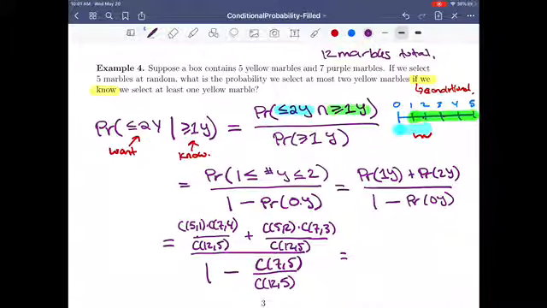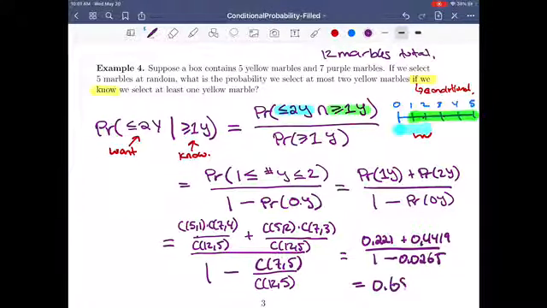So I think it's 0.221 plus 0.4419 over 1 minus 0.0265. And you should get, if you compute that, 0.681 as our answer.